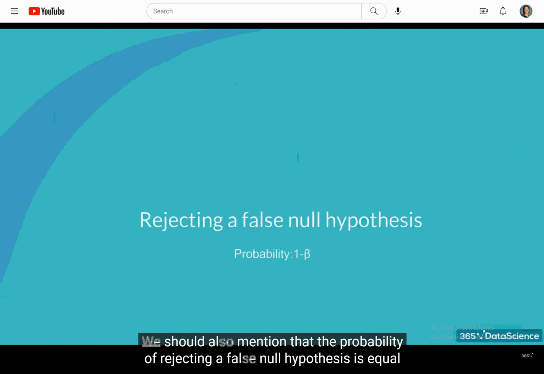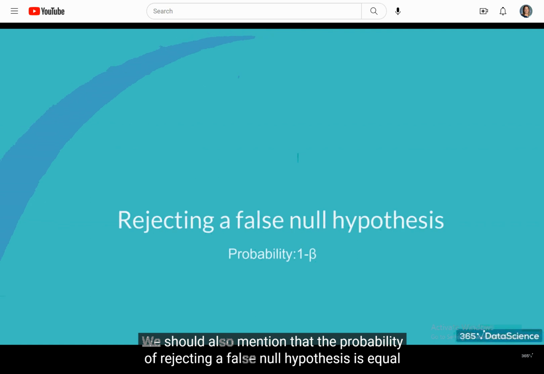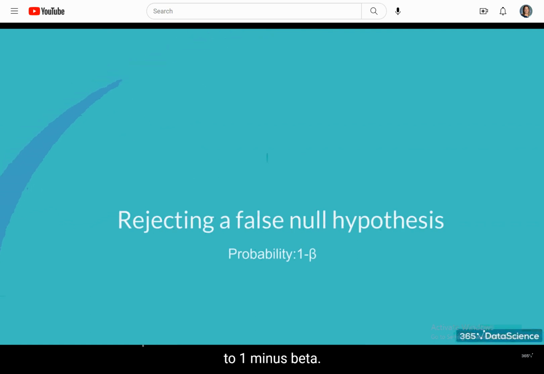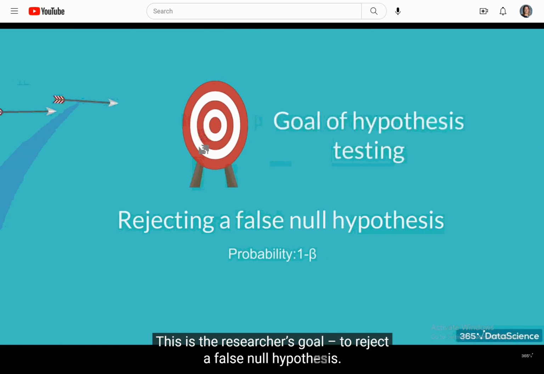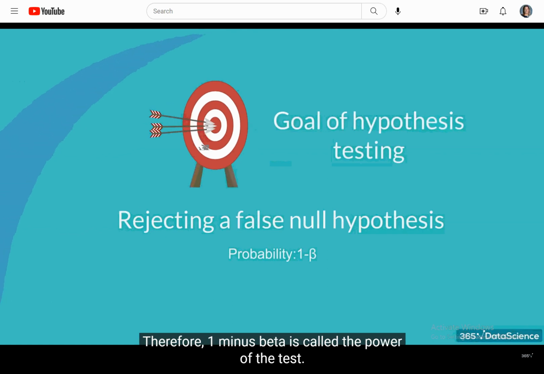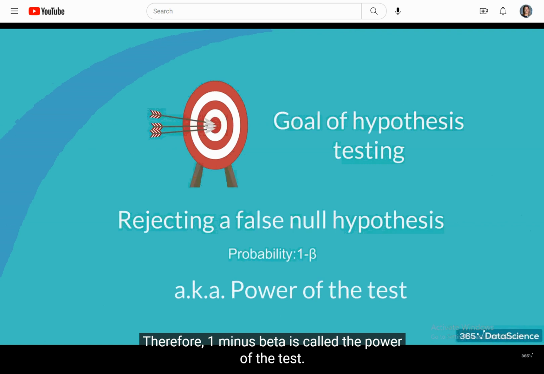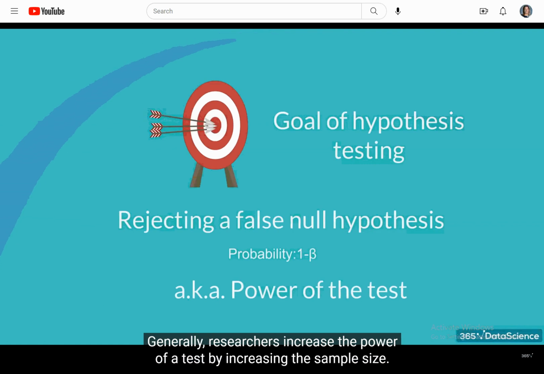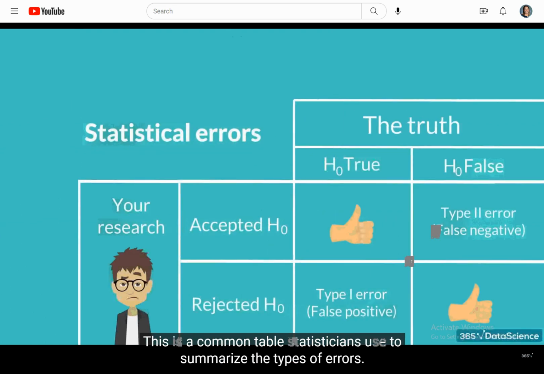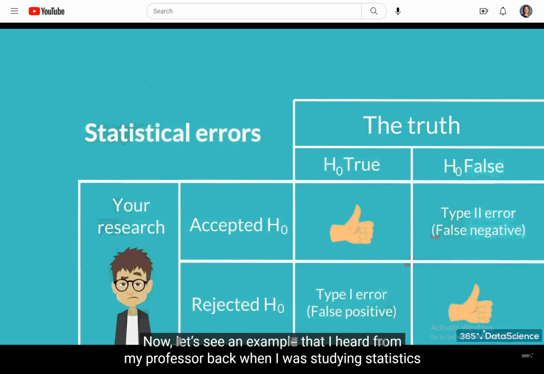We should also mention that the probability of rejecting a false null hypothesis is equal to 1 minus beta. This is the researcher's goal, to reject a false null hypothesis. Therefore, 1 minus beta is called the power of the test. Generally, researchers increase the power of a test by increasing the sample size. This is a common table statisticians use to summarize the types of errors.